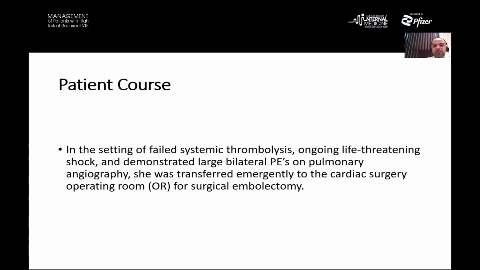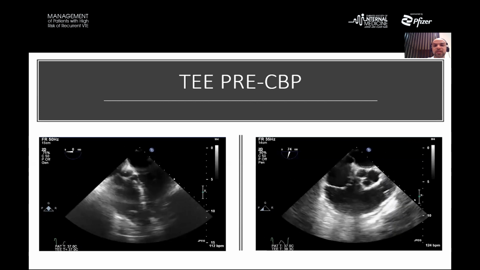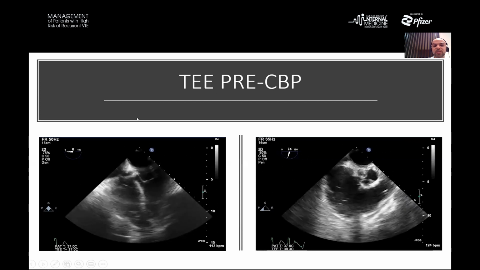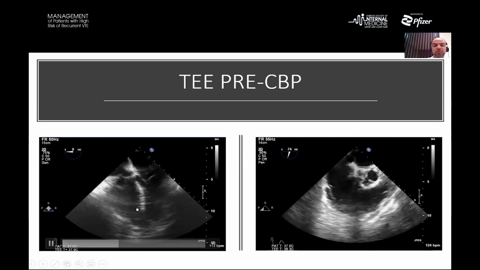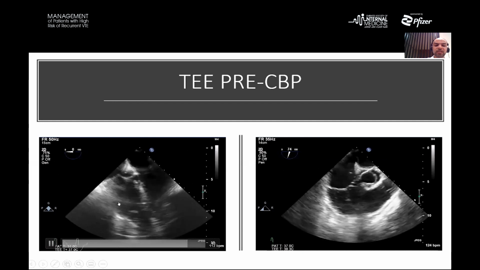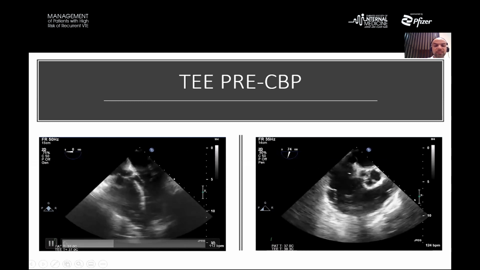So in the setting of failed systemic thrombolysis and ongoing life-threatening shock, there was bilateral pulmonary embolism on the angiography. She was transferred urgently for cardiac surgery in the operating room for surgical embolectomy. I would like to show you the TEE, which was done before proceeding with the cardiac surgery in the OR. This is the 4-chamber view, and it shows a dilated right ventricle with a hypercontractile apex, which we call McConnell sign.